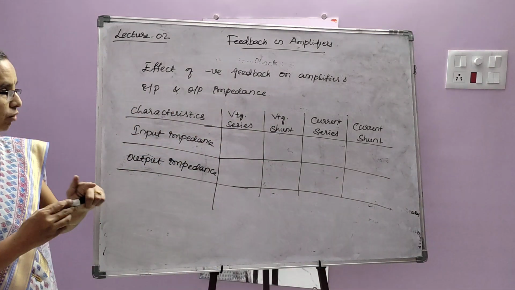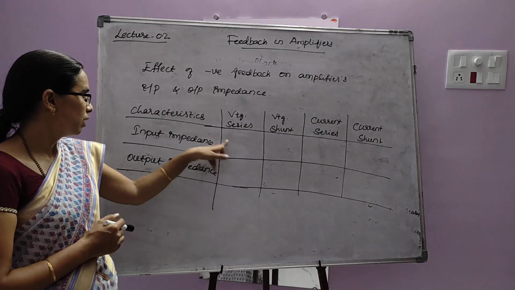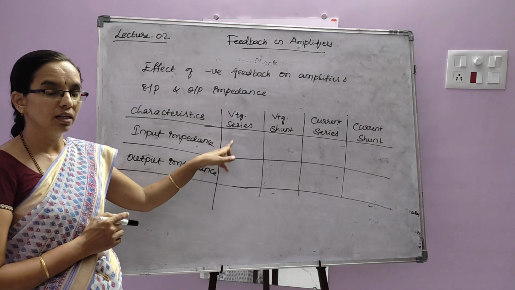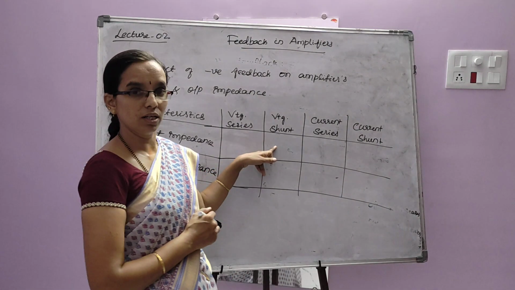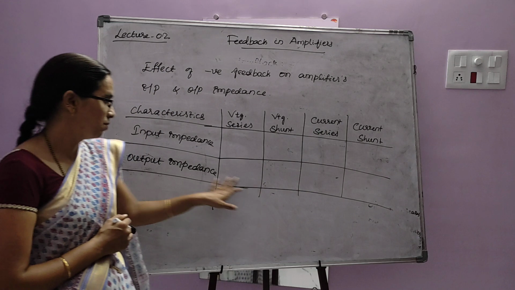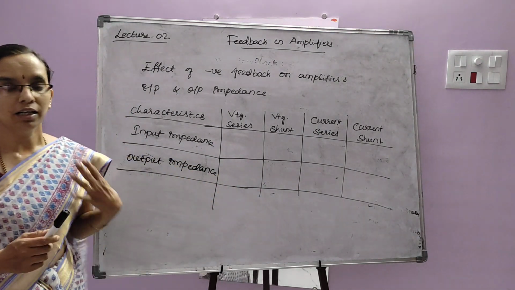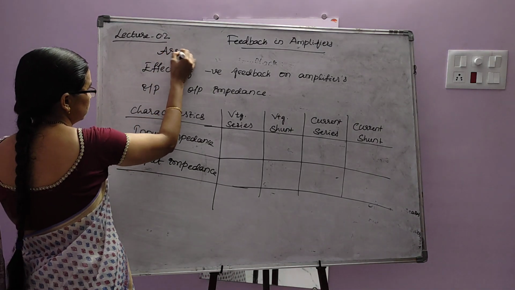In voltage series negative feedback connection, whether input impedance increases or decreases, you have to write it. For input impedance, voltage series, input impedance increases here. So what happens in the case of voltage shunt feedback, current shunt and current series? Whether it increases or decreases, you have to make a table and send it to me. This is the assignment for you.